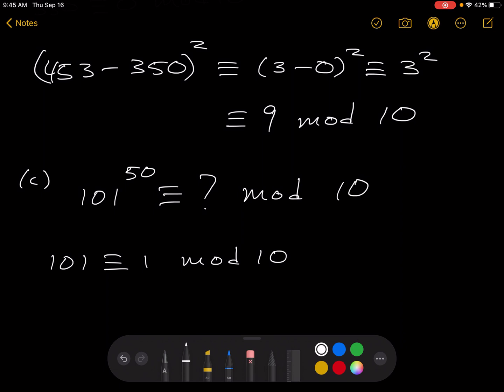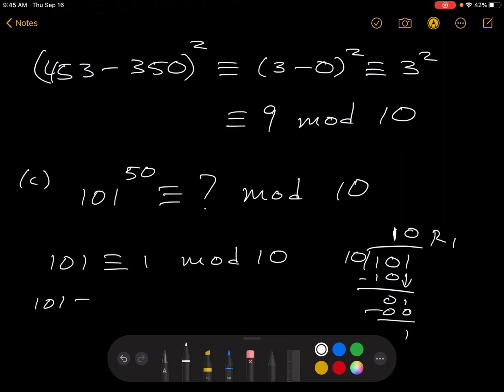I mean, you could do this math. 101 divided by 10. It goes in 1 time, subtract, that's a 1 there. You get 0. Bring down the 1, it goes into there 0 times. You get 0, subtract, you get 1. Your remainder is 1, right? You could do that, but notice that 101 is 100 plus 1. So this part is going to be 0 mod 10, and then you're just going to have 1 left over.